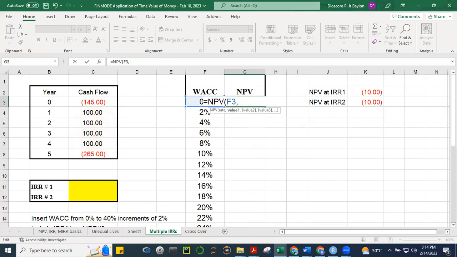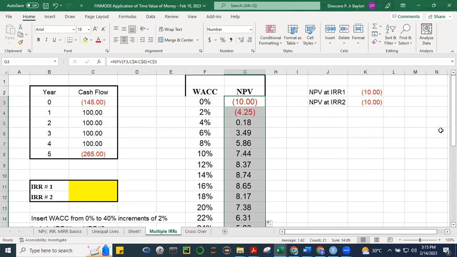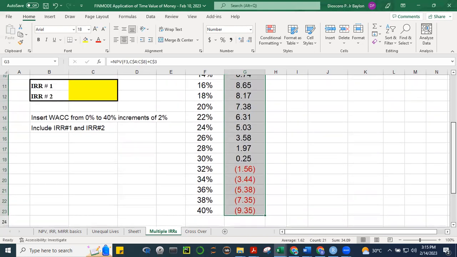Oops, Control Z. And then remember we have to add the initial cash outflow there, and we also fix the row. All right, so Control Enter. We now have the net present value, and then I double click this. All right.